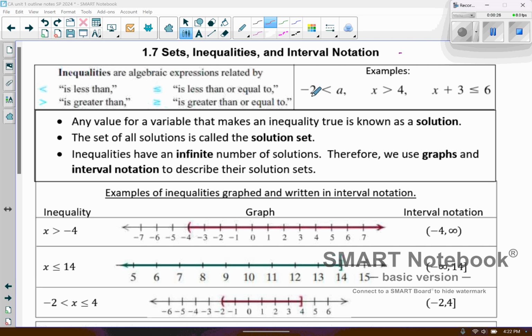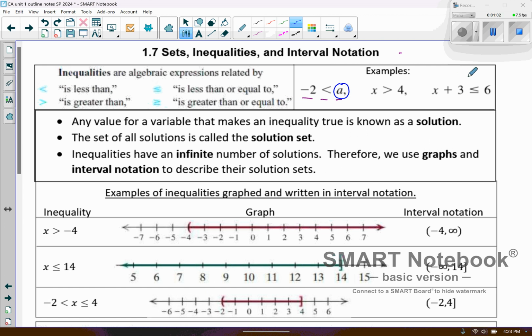With these inequalities, this says -2 is less than a, but you also want to be able to read these in the other direction. If you're reading this from right to left, it would be that a is greater than -2. Or right here, x is greater than 4, or 4 is less than x. So even though we get used to saying this is the less than or greater than symbol, you do want to be careful and be able to read it from left to right, but also from right back to left.